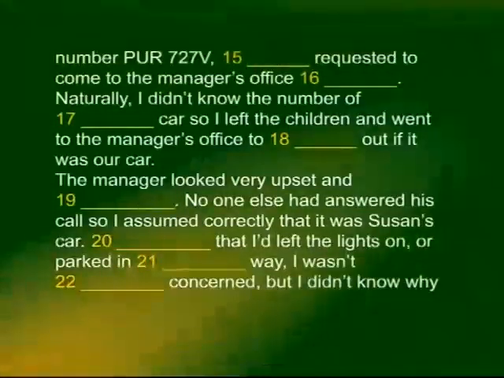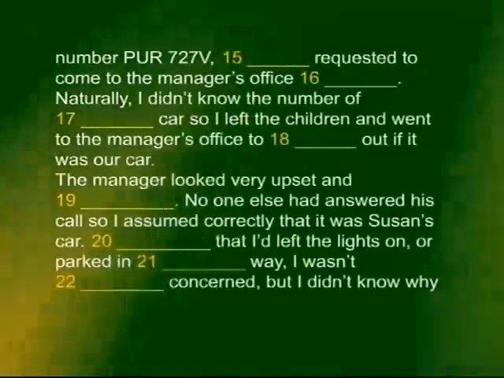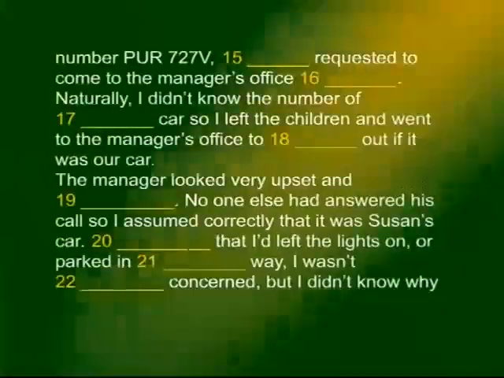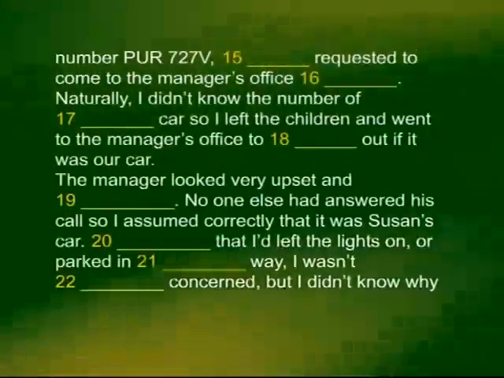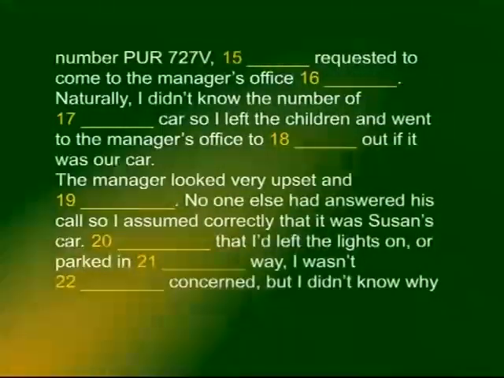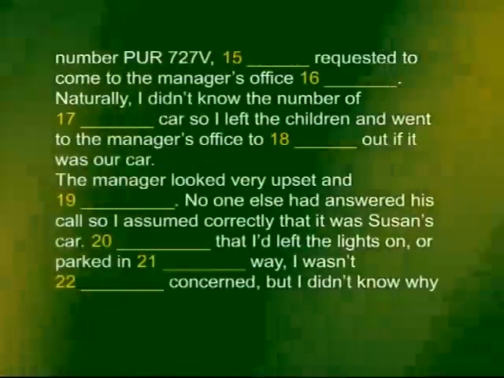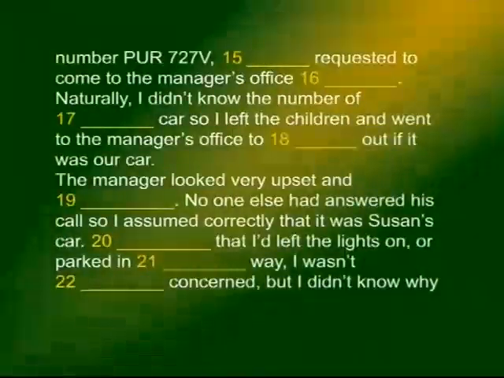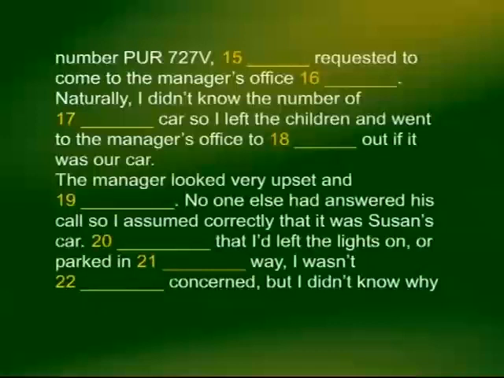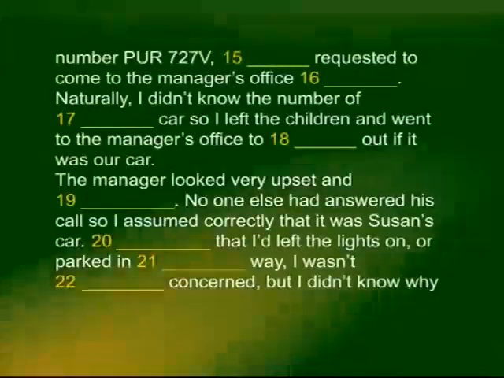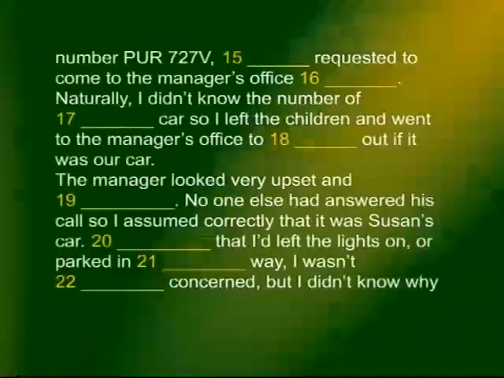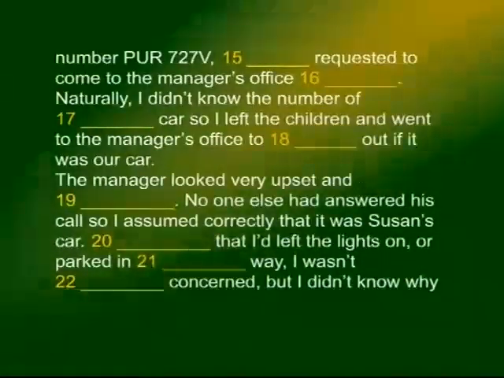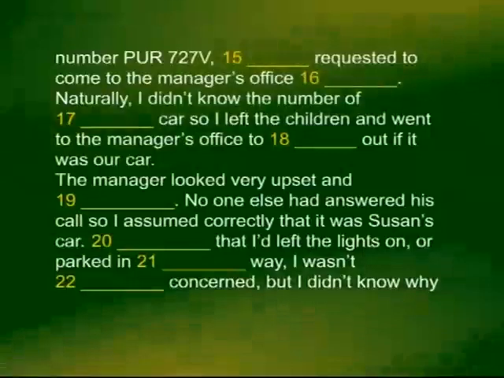"The manager looked very upset and something." So what could he be? If you are upset, what happens? You are either disturbed or you are embarrassed. So you can fill the gap with either of these words. You can write, "the manager looked very upset and embarrassed", or you could say, "the manager looked very upset and disturbed."